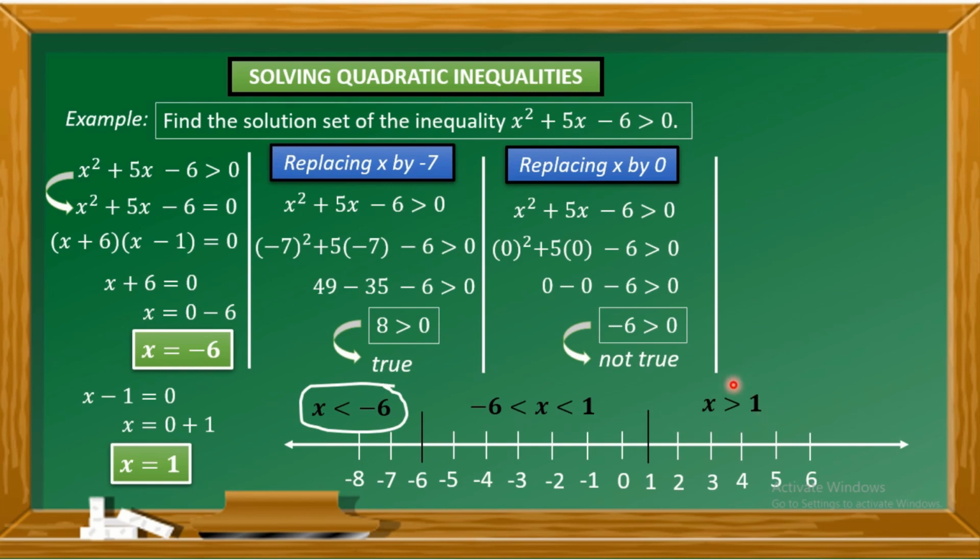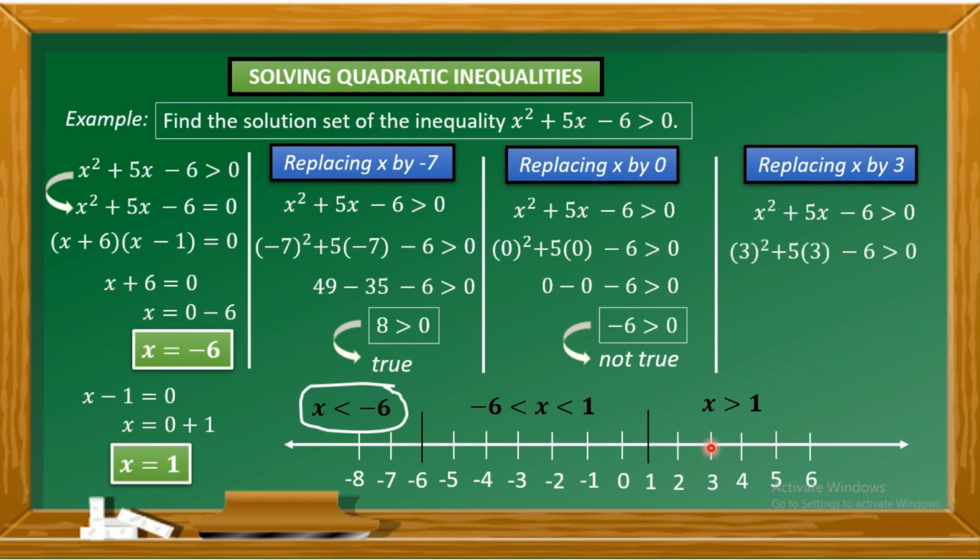Okay, last, let's try the numbers x greater than 1. So, 2, 3, 4, 5, 6. You have to choose one of these numbers. I will select 3. So, replace x by 3. 3 squared is 9. This one is 15. So 9 plus 15 is 24, minus 6 is 18, greater than 0. Check if it is true or not. 18 is greater than 0, so obviously true. Since this is true for the number 3, it means that x greater than 1 is part of the solution.